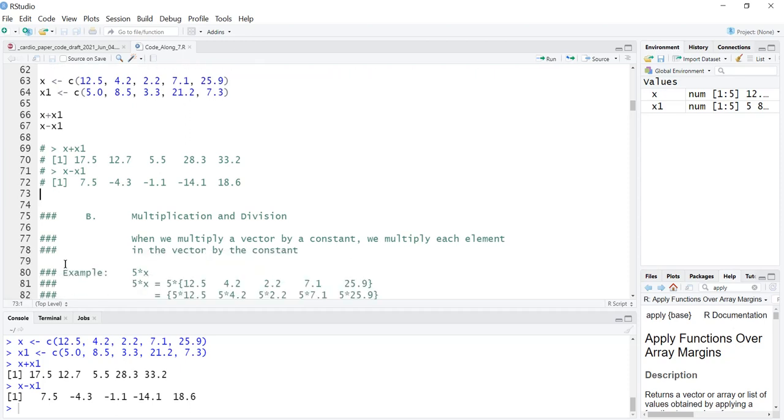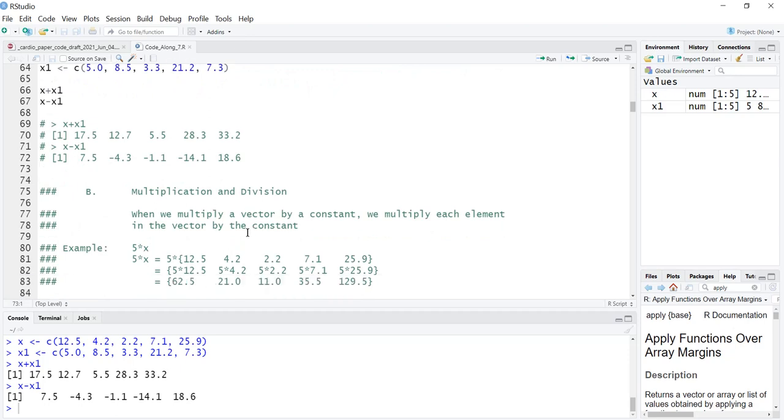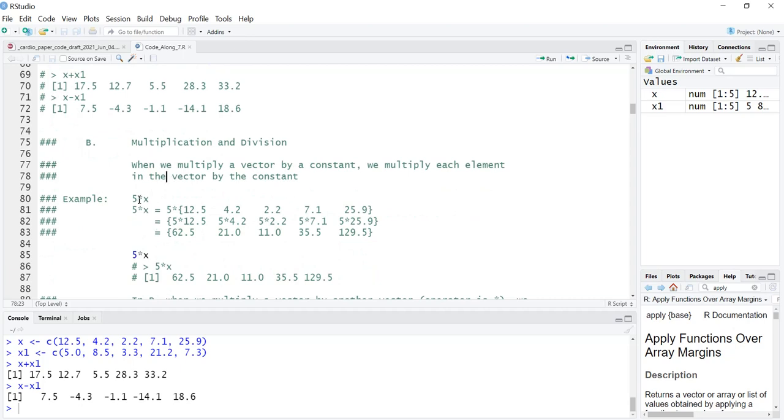But before we talk about that, let's talk about multiplication and division. So we're going to talk about multiplication of two vectors, or a vector with a constant, the way R does it, okay? Not the way we do it in math. Because in math, we consider vectors a simplified matrix, and so we use matrix operations. But R doesn't do that unless you tell it to.